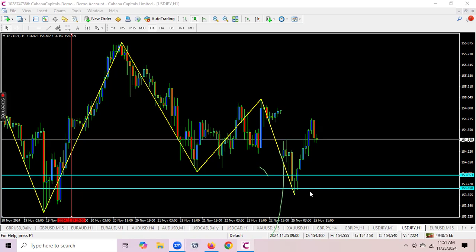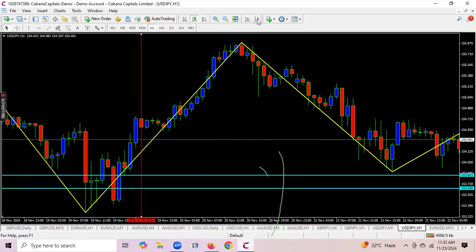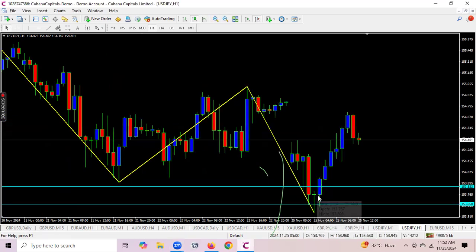Let me go to my chart. Let me check it, because I'm not seeing it directly. Can you see my chart now? I can see it, but it's tiny. Okay, let me zoom out. Can you see it clearly now? Yes. So what pattern can you identify?